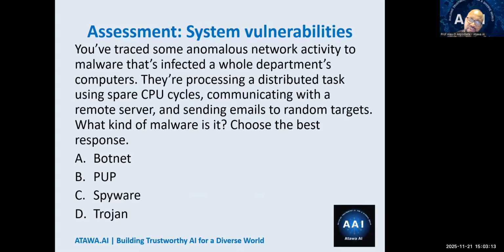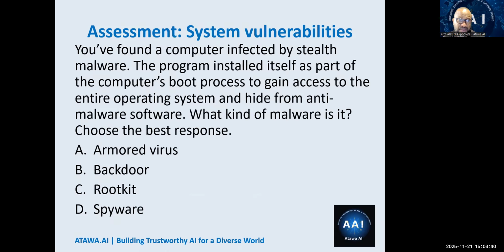Choose the best response. So you see, a PUP, which is a potentially unwanted program, is just annoying stuff. Spyware is meant to spy on your system. A Trojan is something that seems good but is really bad, like the Trojan horse. So here, when you see a lot of devices communicating with somebody else, all those devices have turned into a robot, a zombie network, right? So that's why the answer is a botnet.